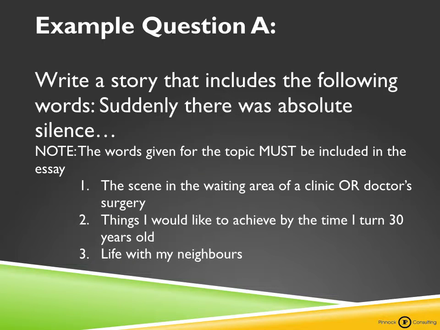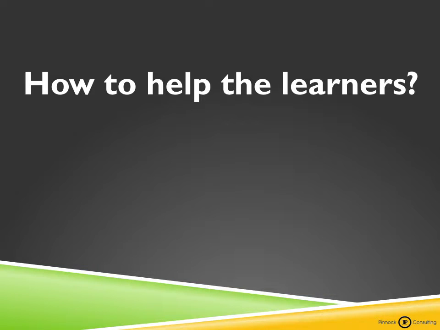Learners here are asked to write a story that includes the following words: Suddenly, there was an absolute silence. Now, learners struggle to compose a narrative with a strong storyline. Many learners forget to add the compulsory sentence, and often the stories are quite ordinary and dull. Now, proper planning would help the learners to be able to be a little bit more creative. So we need to guide the learners in this. Now, how can we do this? What strategies can we put in place in the classroom?